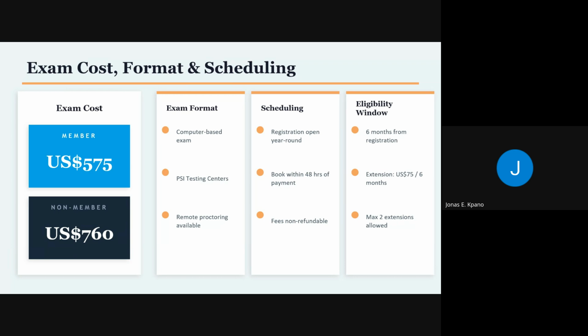So what's the exam like? It's computer based. You can take it at testing centers, or you can also opt to take it at your home.